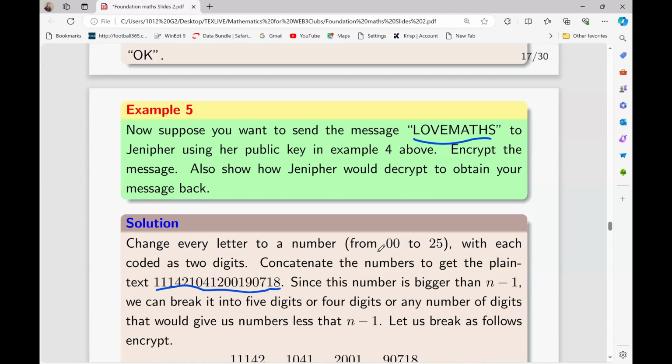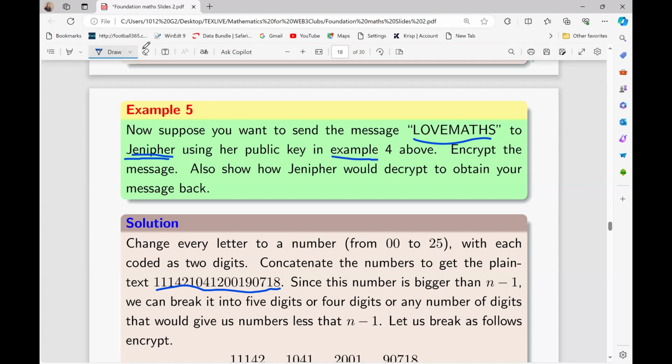Then, what was my n minus 1? What is my n, first of all? Oh, we are sending to Jennifer. We have Jennifer's public key above in example 4. So that is the public key we'll be using. The words love maths give me this, a very huge number.